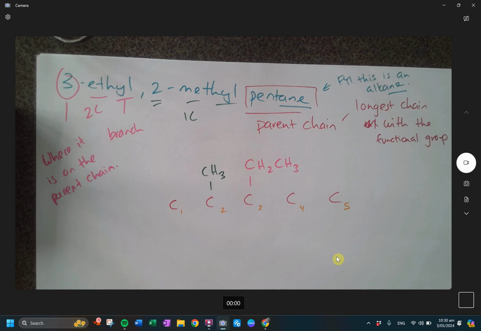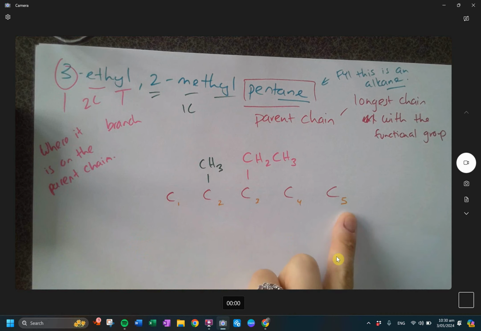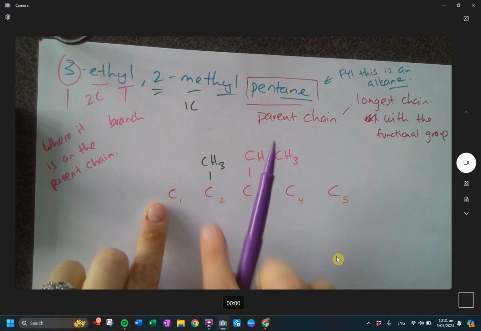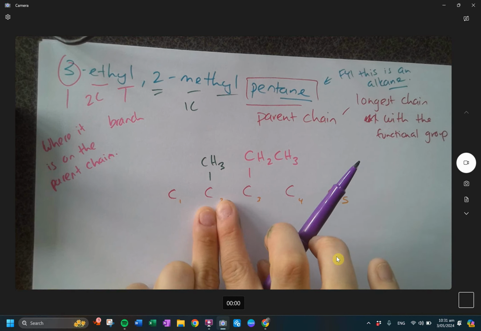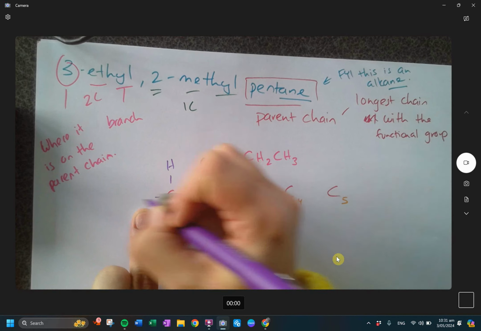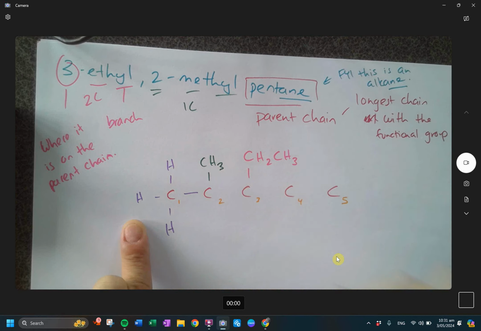All right, last thing I then need to do is add the hydrogens. I'm just trying to find another color for us. I'm going to do purple. So, the thing to remember with all these carbons here and these carbons over here is that they need to have 4 things attached to it. So they need to have 4 bonds. This one here is bonded to this carbon here. And so it's going to have 1, 2, 3 hydrogens.